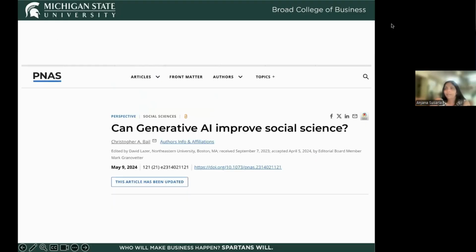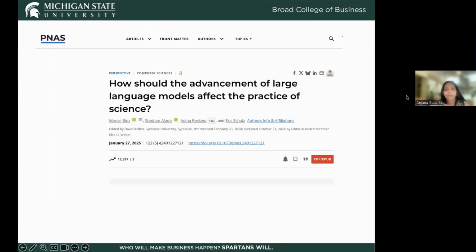I will share a few examples now, right? I'll just leave it for those interested to read this paper. Can generative AI improve social science? Chris Bail, who's a sociologist, a very, very thoughtful sort of paper, right? So how should the advancement of large language models affect the practice of science? That's also very interesting.